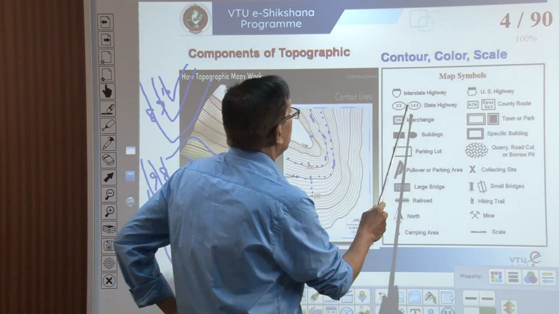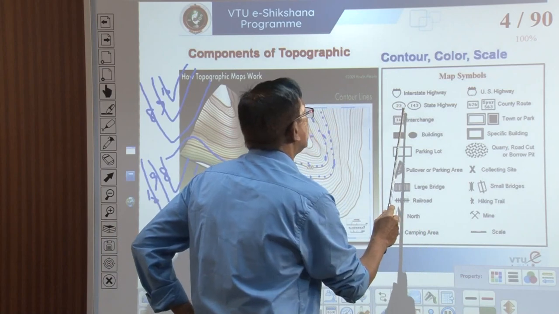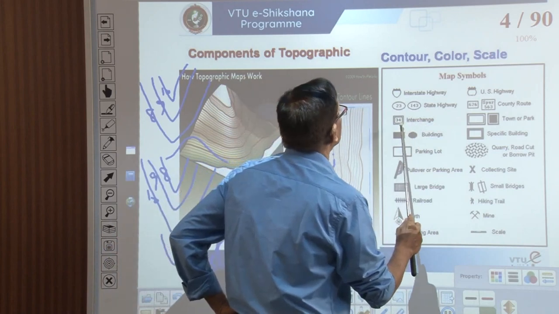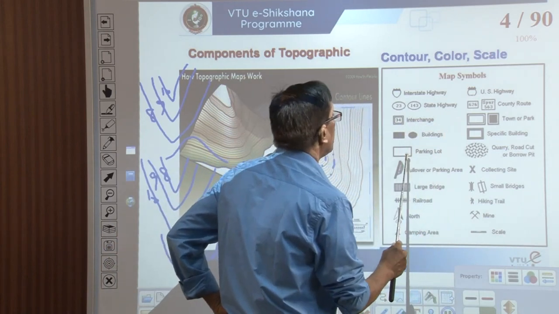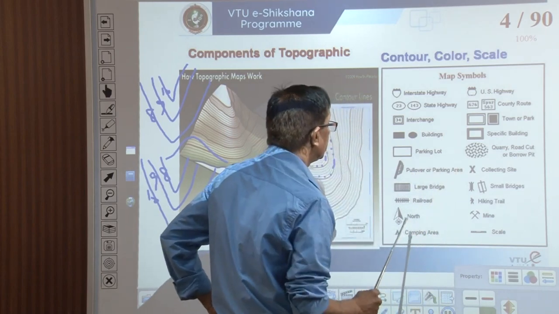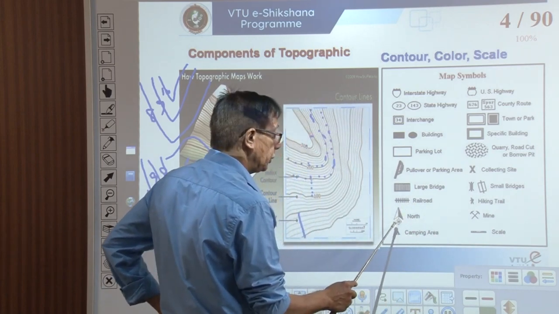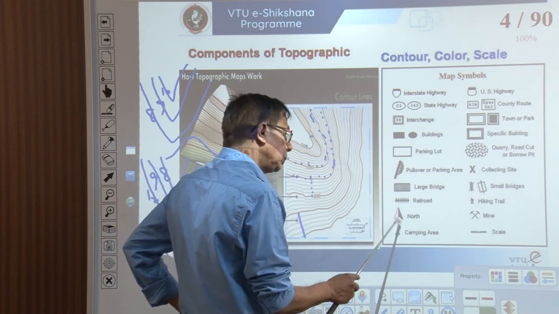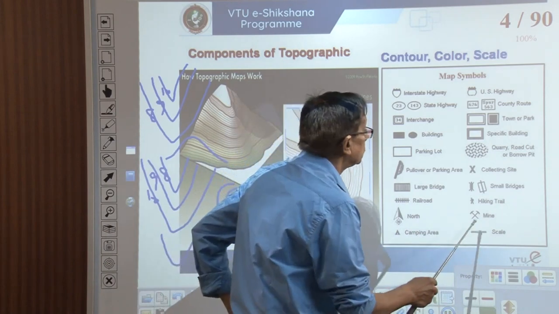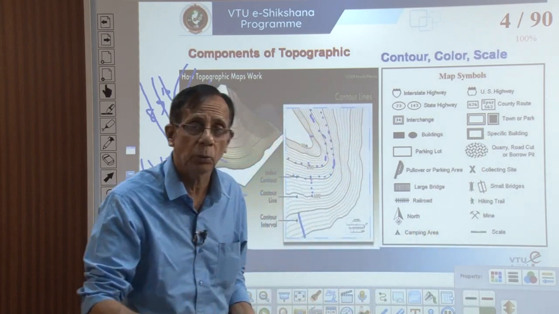What are those? We have interstate highway. What is the symbol? State highway, the national highway, like this. These are all numbered. See, interchange, buildings are shown there, parking area, pullover, large bridges, railroad, etc. These point north. On every topographic sheet or map, we provide a north line, and there is a scale, 1:so much, like that. These are all different symbols used in the topo sheet.